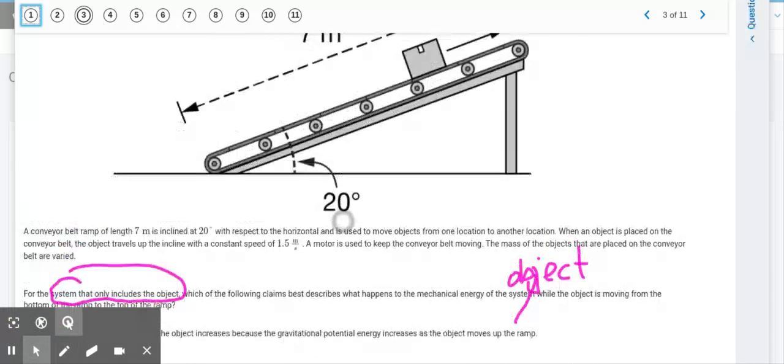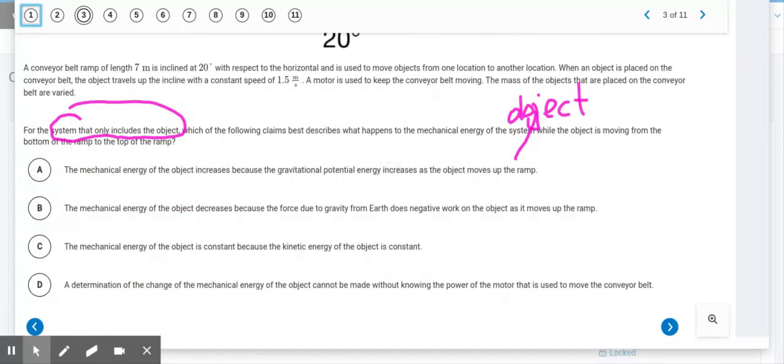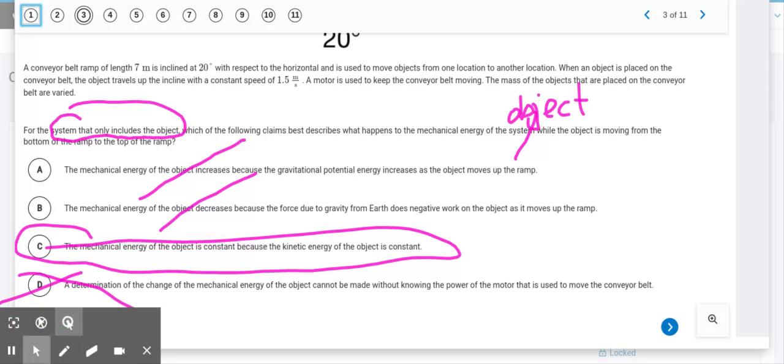So what it's telling you is this has a constant speed. So if it moves from the bottom to the top, there's only kinetic energy. If it's constant, that means that mechanical energy is constant, which is C. Okay, increases, no. Decreases, no. So it's got to be C.